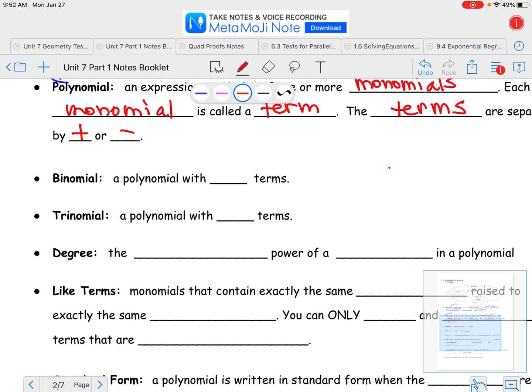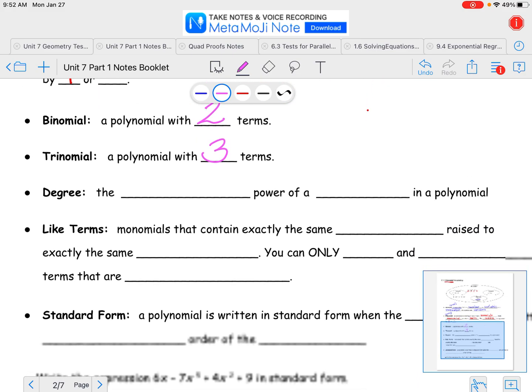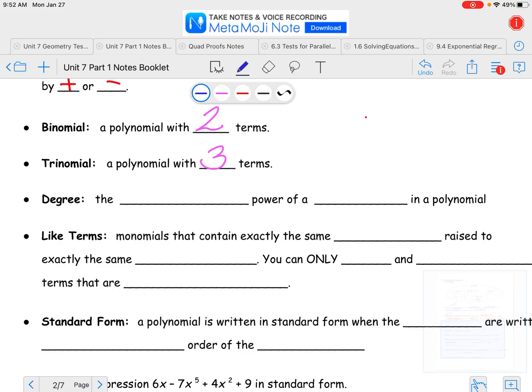Bi means 2, so a binomial is a polynomial with 2 terms. Tri means 3. It's 3 terms. In Algebra 1, that's all we usually distinguish by, and the rest of them we call polynomials. The degree is the highest power of a term in the polynomial.